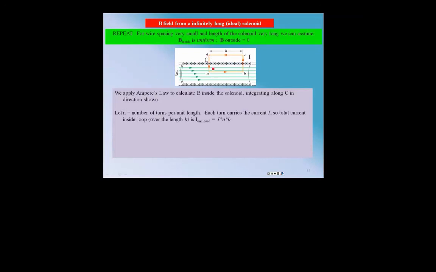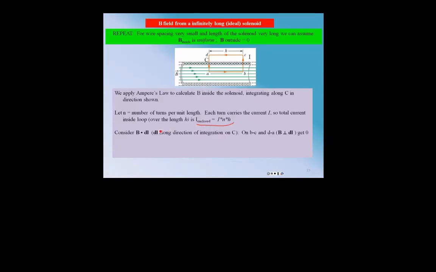If we let little n be the number of turns per unit length of the coil, then if we take a distance h, the number of turns that are coming through that loop is equal to little n times h. If each one is carrying a current I, then I enclosed is equal to I times n times h.